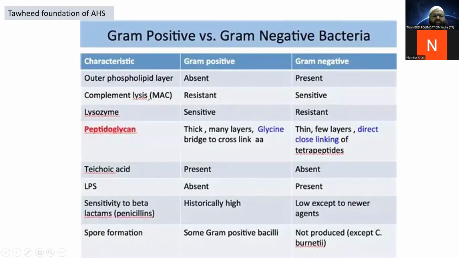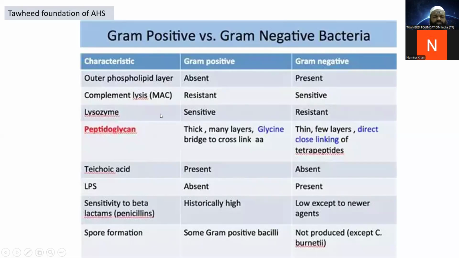Complement lysis. Gram-negative bacteria are more susceptible to complement-mediated lysis because complement proteins can access the outer membrane and form membrane attack complexes, which is MAC, causing bacterial cell rupture. Gram-positive bacteria are less susceptible to complement lysis due to the thick peptidoglycan layer that prevents access to the cell membrane.